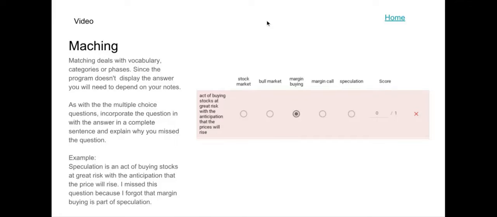This video will go over how to do test correctives for matching portions of a test. Matching deals mainly with vocabulary or categories. So vocabulary, you have that vocabulary list usually on page 1 or page 2 of your note packets. Categories are going to be throughout a unit or at the very beginning of a unit.